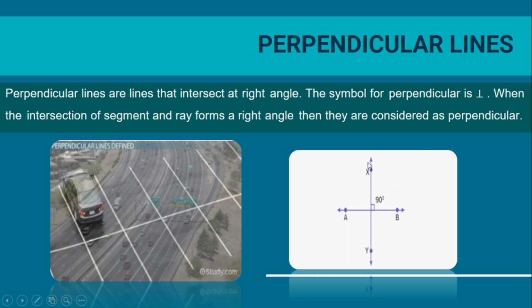So, I have line XY and line AB. They intersect at the right angle here, 90 degrees. So, we can say that XY is perpendicular. We can write this one as XY is perpendicular to line AB. Okay, XY is perpendicular to line AB.